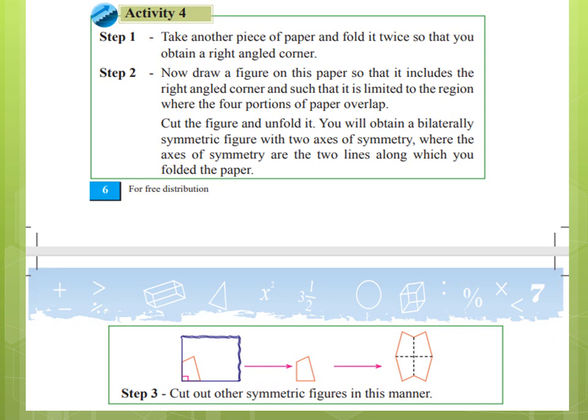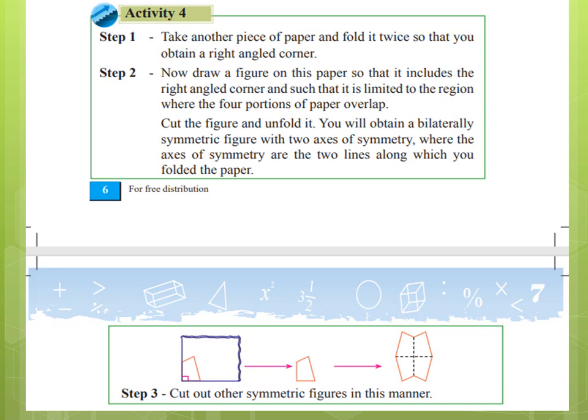Step 3. Cut out their symmetric figure in this manner. You can see the picture in step 3. As I told you, step 1, take another piece of paper and fold it twice so that you obtain a right angle corner. Just take a piece of paper from your books or from anywhere. A waste paper is also okay. So take a paper and fold it twice, 1 and 2. Then you will get a corner which is very sharp. Then you should obtain a right angle corner.